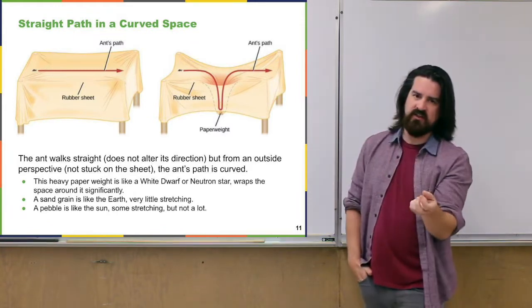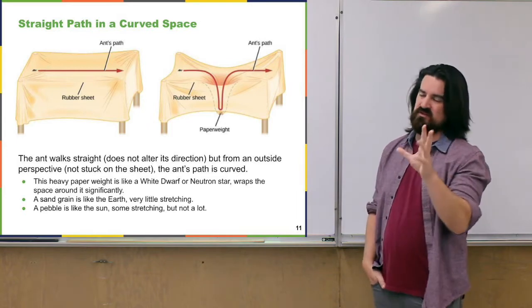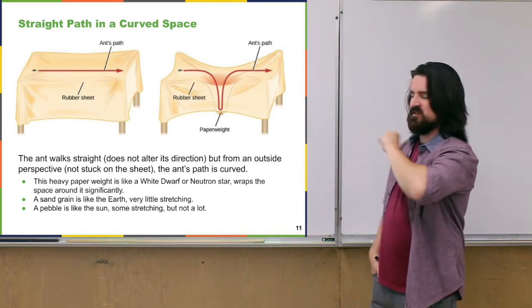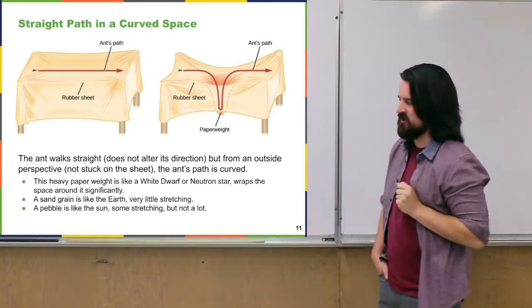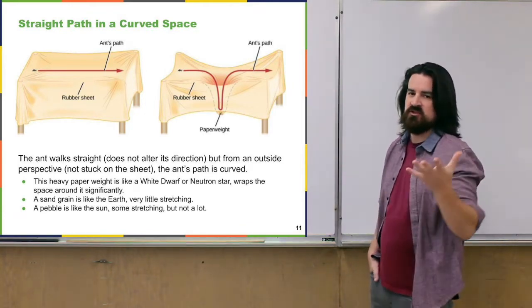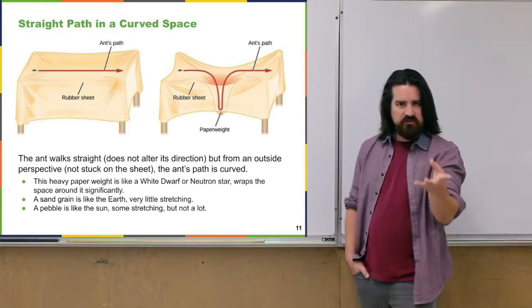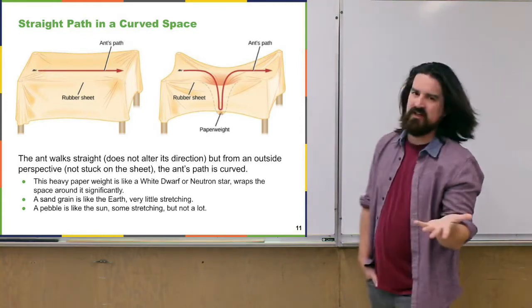The sand grain then didn't really do much of anything. It's actually kind of like Earth. Right? Earth is pretty big, but in terms of warping space-time, it doesn't really do all that much. This is why, for a long time, we never noticed it. Okay? We didn't look all that close. The pebble then, kind of like the sun, does a little bit of stretching, but still not a whole lot.